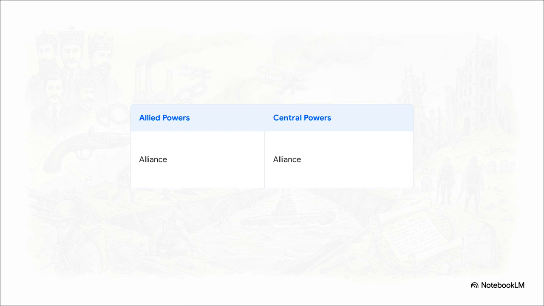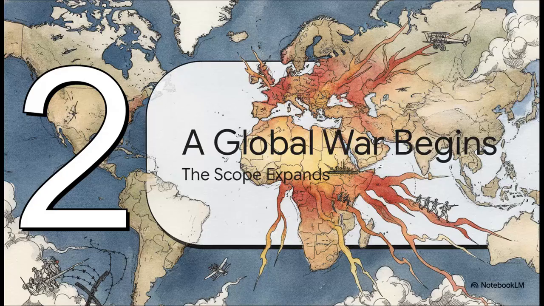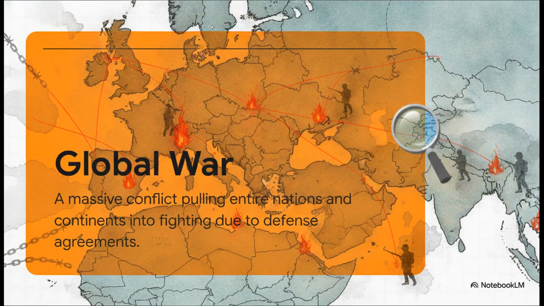You had the Allied powers on one side and the Central Powers on the other. This diplomatic framework essentially guaranteed that if one nation got pulled into a conflict, well, they were going to drag all their allies right in with them. It turned what really should have been a manageable crisis into this massive, continent-spanning war machine. Part 2. A global war begins.